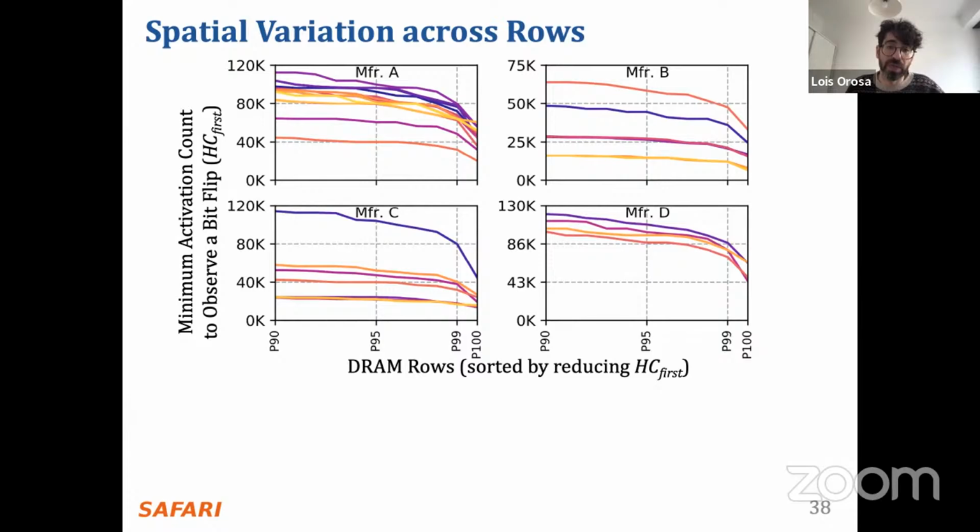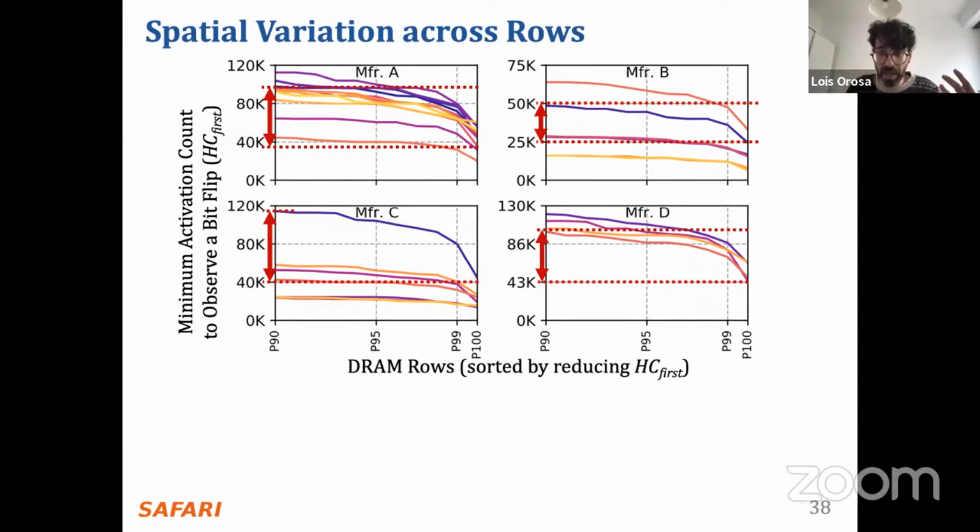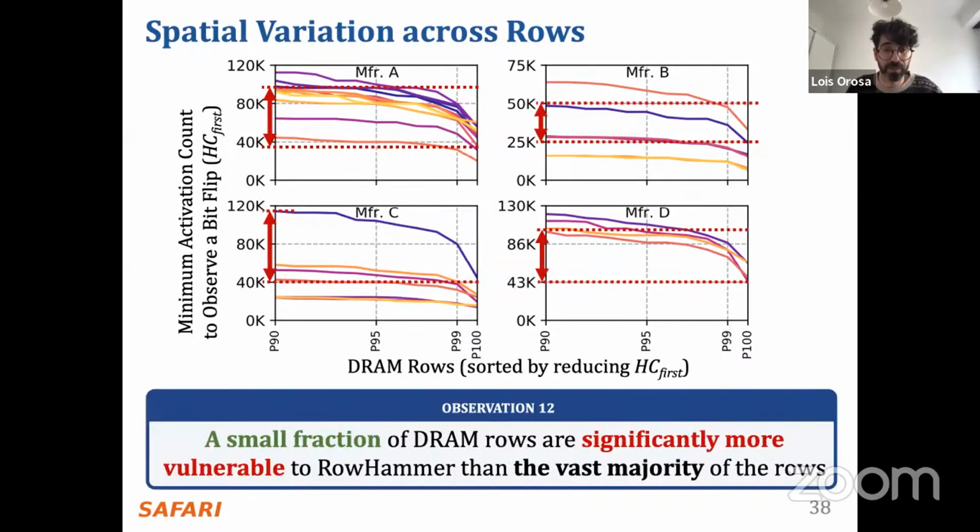Zooming into the most vulnerable DRAM rows, we observe that the most vulnerable 10% of the rows experience bit flips at activation counts about half the HC first of the other rows. Therefore, we conclude that a small fraction of DRAM rows are significantly more vulnerable to RowHammer than the vast majority of the rows.